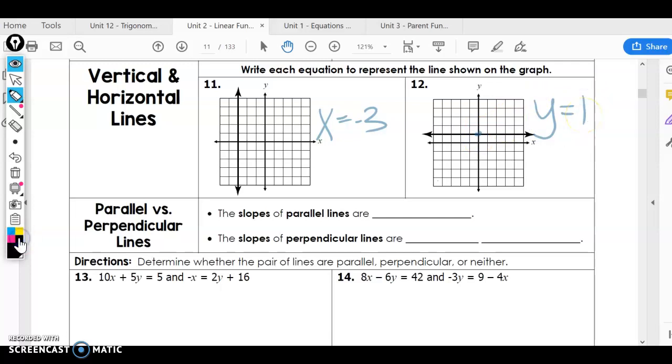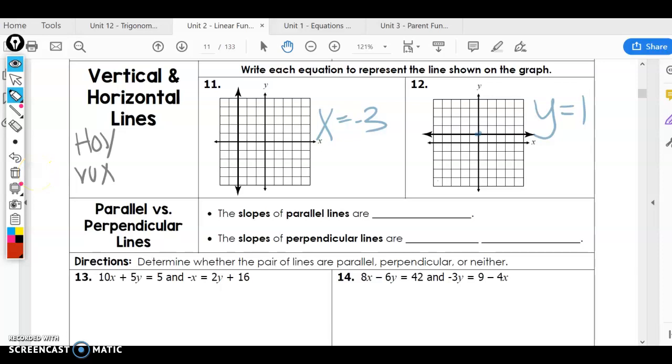An acronym that I've taught my Algebra 1 students is to use HOYVUX. That helps you remember. H stands for horizontal, 0 slope, and then you write it as y equals. VUX is V stands for vertical, U is an undefined slope, and you write it as x equals. So those help you remember your equations for horizontal and vertical.